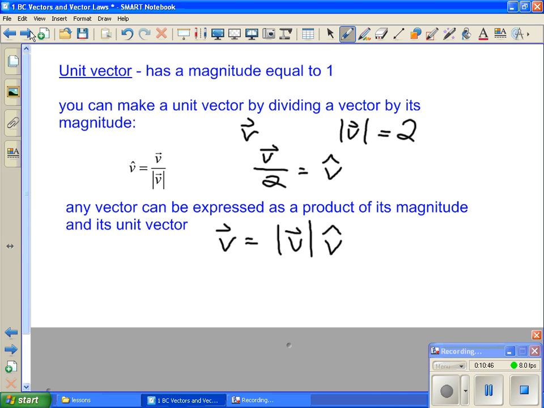Well, this is telling us the magnitude, and this part over here is telling us the direction.